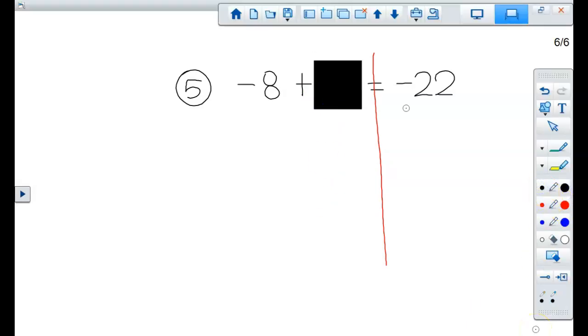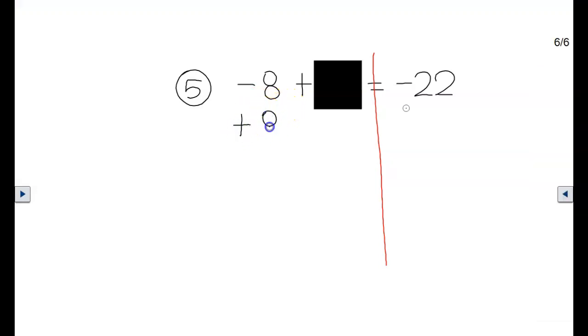Now I want you to notice what I have over here. I have minus 8. I have negative 8. So is a negative 8 like adding 8 or subtracting 8? It's like subtracting, right? A negative is like subtracting. So I want you to see this as subtracting 8. And you have to undo that. So to undo subtracting 8, you add 8.